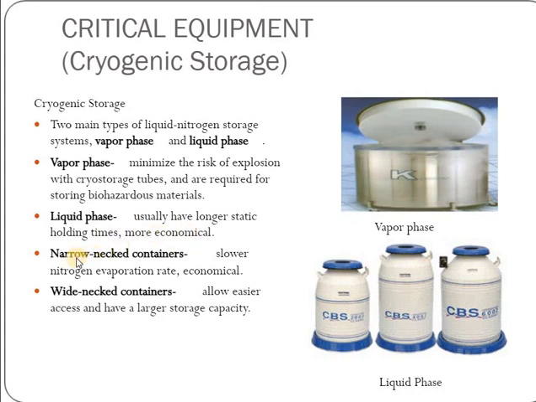The containers can be narrow necked, where a slower nitrogen evaporation rate is seen, and it is economical, or they can be wide necked containers. This allows easier access and a large storage capacity. This is the vapor phase one, and this is the liquid phase nitrogen storage container.